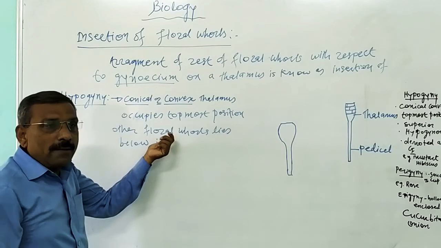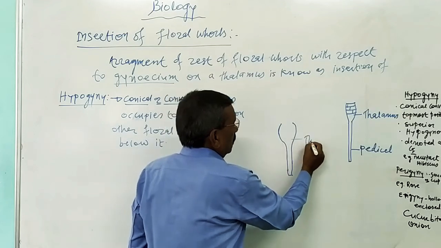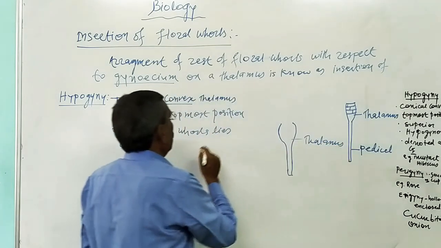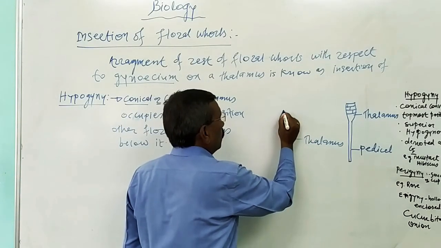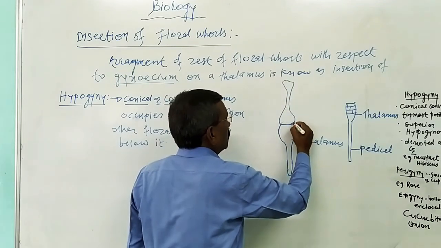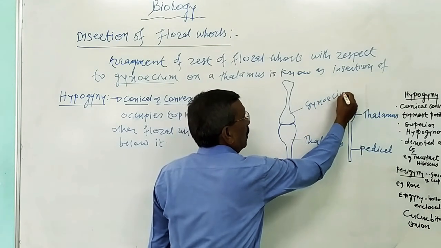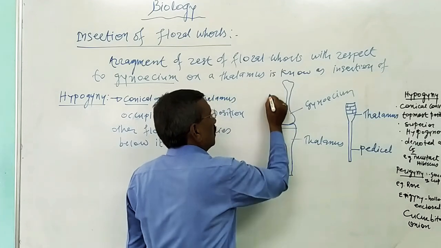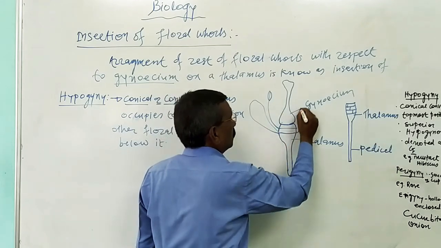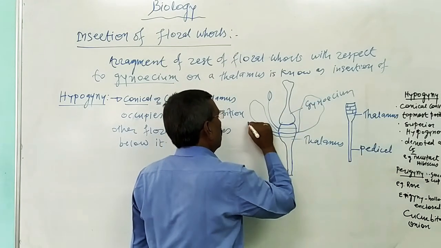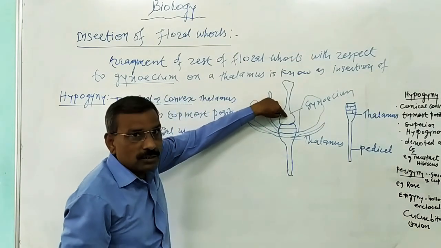This is hypogyny. Suppose this one is a thalamus which is conical shaped, or it is a convex shape. In this, suppose from this nodal region the ovary is produced, the ovary of the gynoecium. Then from the base of the gynoecium the androecium arises. Then from this node a corolla arises. And from this node a calyx arises. It means the gynoecium occupies the topmost position.